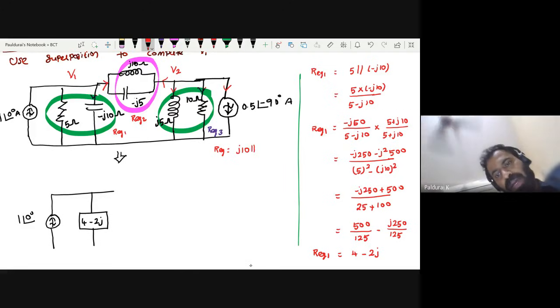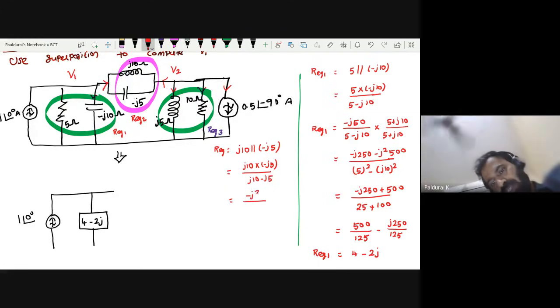J10 parallel with minus J5. So you know R1, R2: J10 into minus J5 divided by R1 plus R2. So J10 into minus J5, so it is minus J squared 50. 50 sir? Yeah, 50.